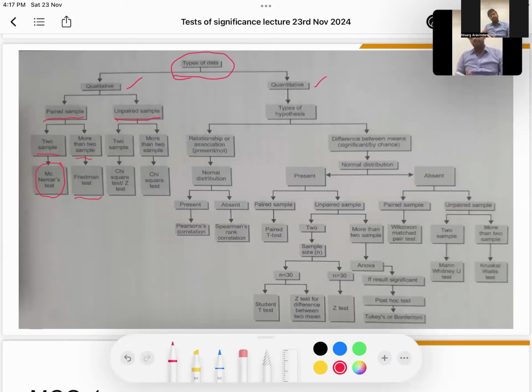Many of these names, I'm sure, are new to you, but keep reading them again and again, the specific table, because many name questions do come into the MCQs.